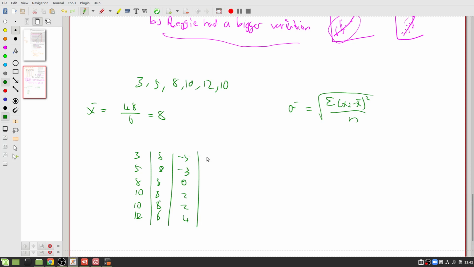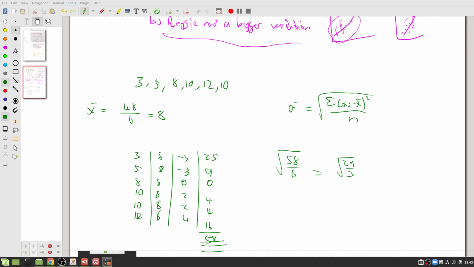And then we want to square that. So square that, it's 25, 9, 0, 4, 4, 16. Want to add up this total, want to sum that. 25 plus 9, 34, 38, 42, plus 16 is 58. Okay, so we have 58 divided by how many things are there? 6. I mean, 6 things, yeah. And we want to take the square root of that. Let's first just simplify a little bit. So that's 29 over 3, and we take the square root. Okay, so the square root of 29 over 3 gives us 3.1.